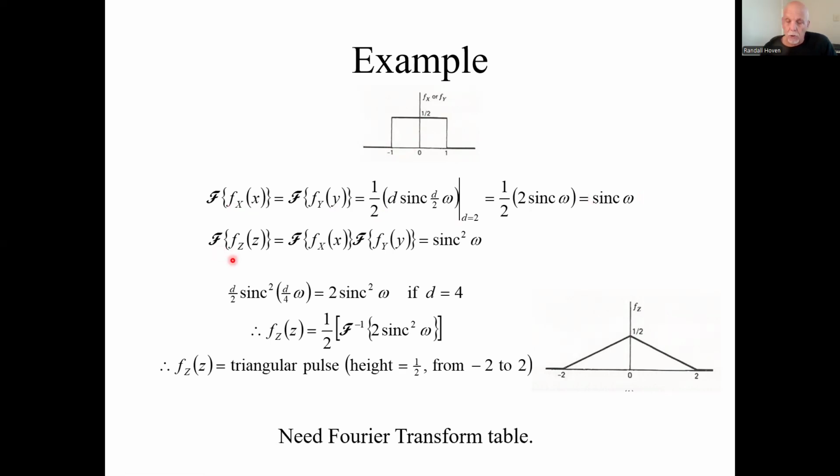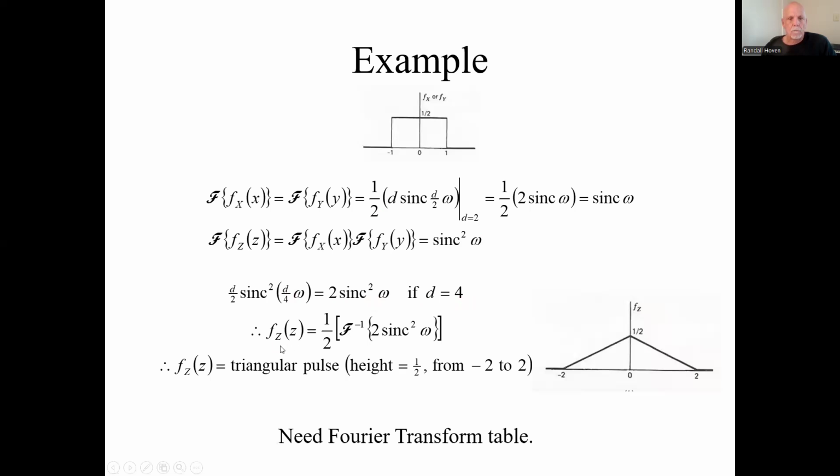So the Fourier transform of the result is that sinc squared. Now we need the Fourier transform table to find the inverse Fourier transform of this. And if you look in that table, you'll find this thing, which was the Fourier transform of a triangular pulse, if you want to call it that. It kind of looks like this. We want our argument to be just 1, so we need d to be 4. So we get 2 sinc squared of t equals 4.